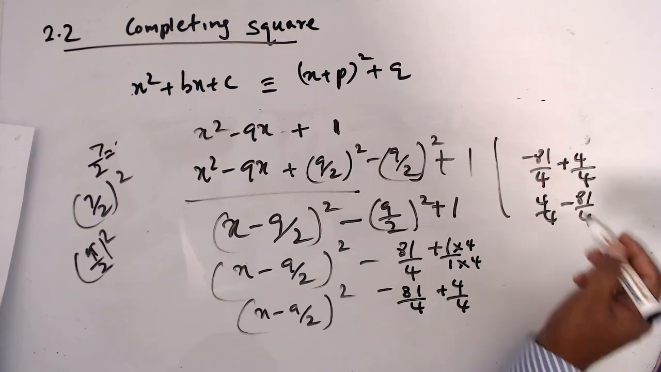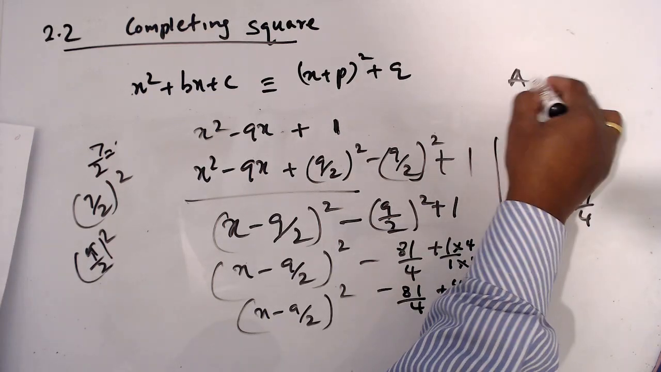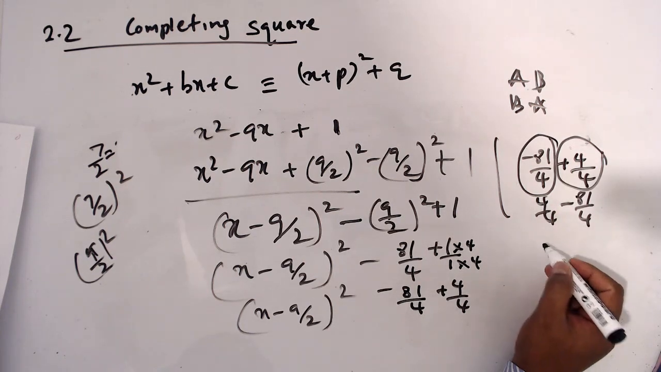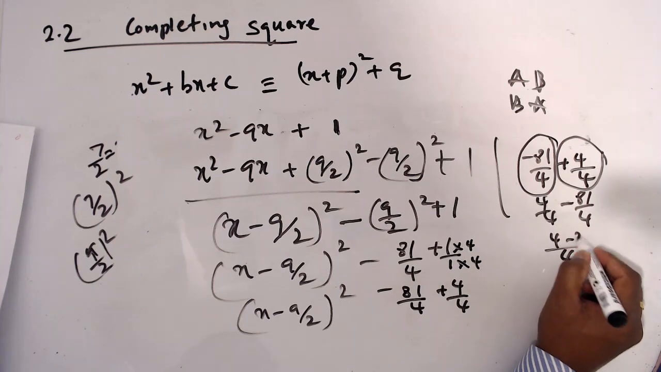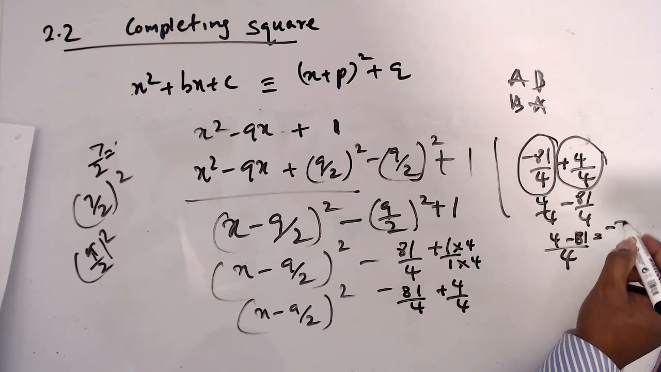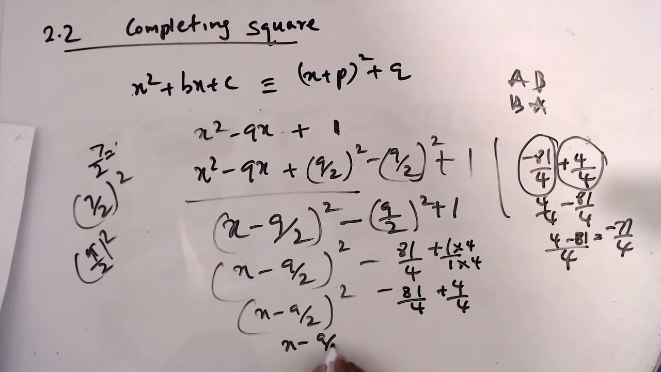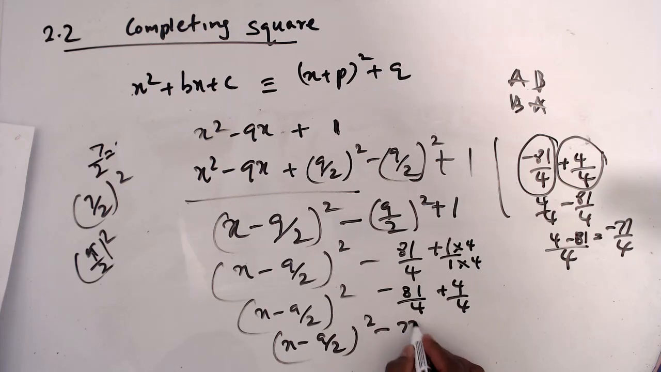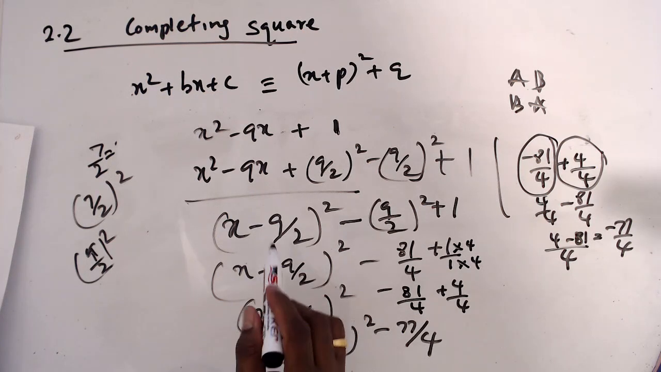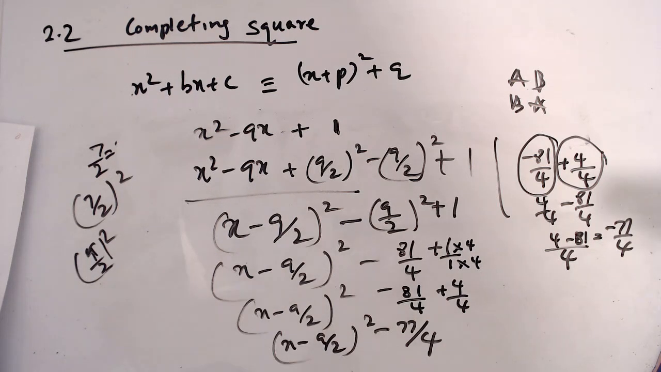The places of the sum. Instead of AB, I write BA. Still the same. We can do that. This is 4 minus 81. 4 minus 81 is minus 77 over 4. So then x minus 9 over 2 square minus 77 over 4. In this sum, I did highlight what will happen if there is an odd number. So you have to write like this.